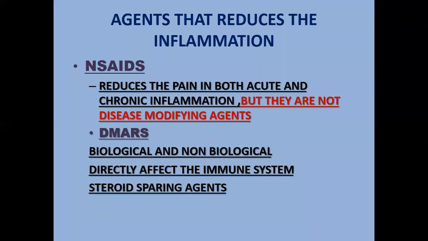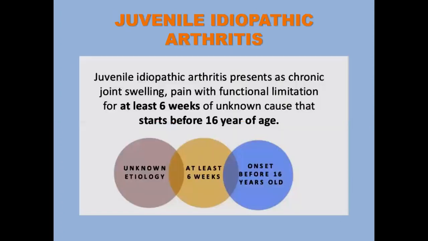Agents that reduce inflammation: we use either non-steroidal anti-inflammatory drugs or disease-modifying anti-rheumatic drugs. Non-steroidal anti-inflammatory drugs reduce pain in both acute and chronic inflammation, but they are not disease-modifying agents. The other type can be biological or non-biological, like infliximab; these directly affect the immune system and are steroid-sparing agents. We use them when the first type fails or when complications of steroids appear. Second line of treatment.